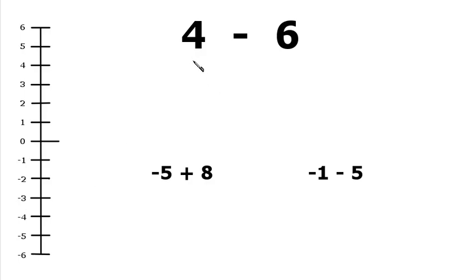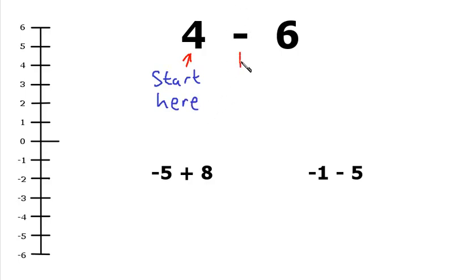When you've got a question involving negative numbers, there are three parts to it, and each part tells you something about what you need to do. So the first part is the number at the front, and that tells you where you start on the number line. So you start, in this case, at +4.